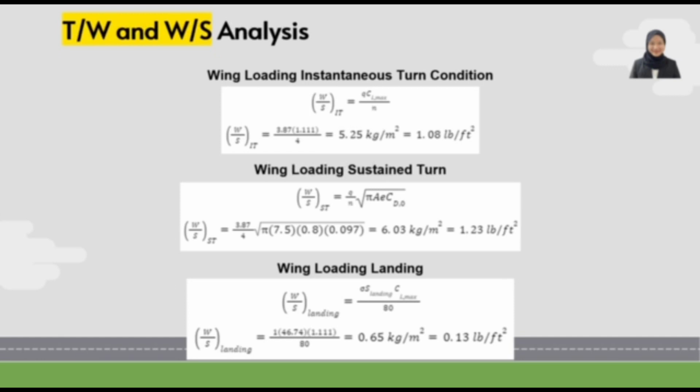And then for wing loading landing, we use the formula sigma, total landing distance, and lift coefficient max over 80, and then we got a value of 0.13 pounds per feet square.